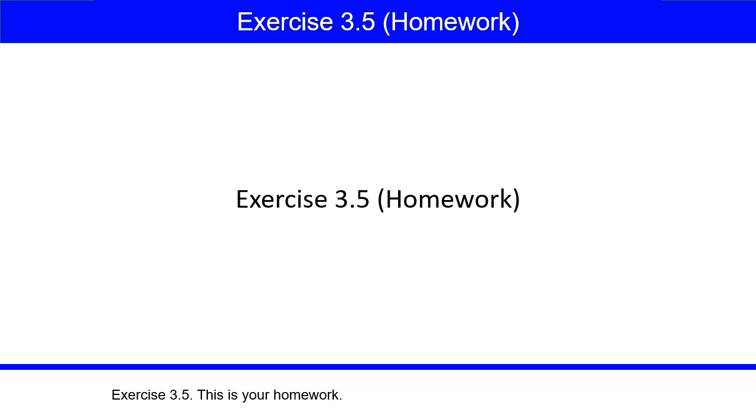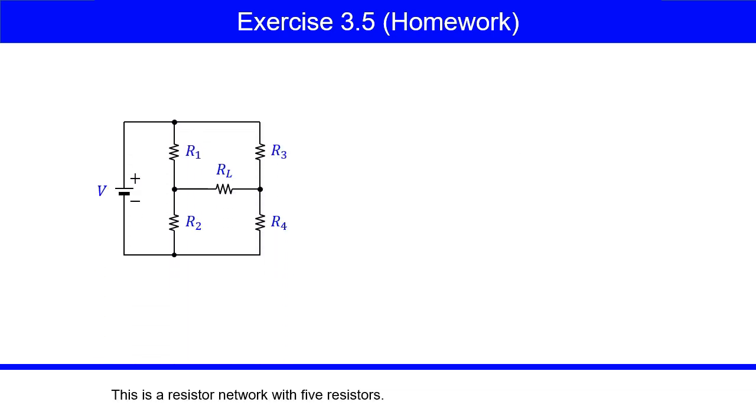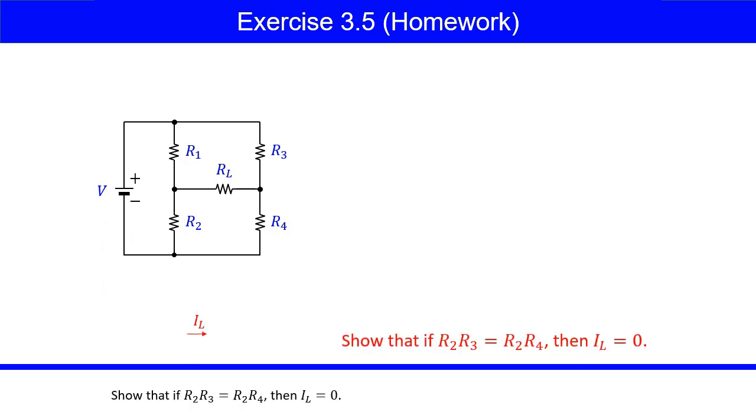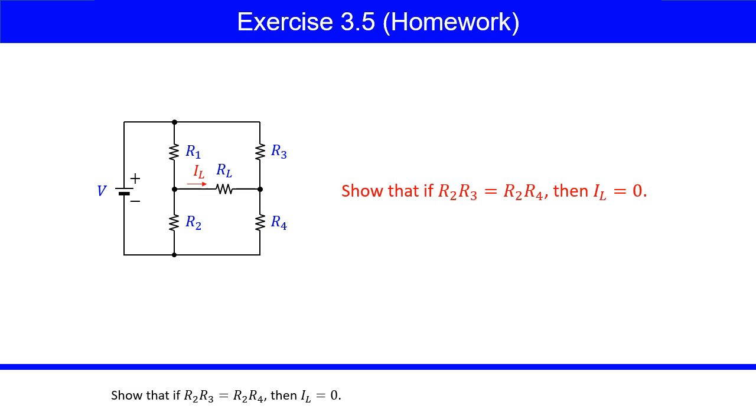Exercise 3.5. This is your homework. This is a resistor network with 5 resistors. Show that if R2 R3 equals R2 R4, then IL equals 0.